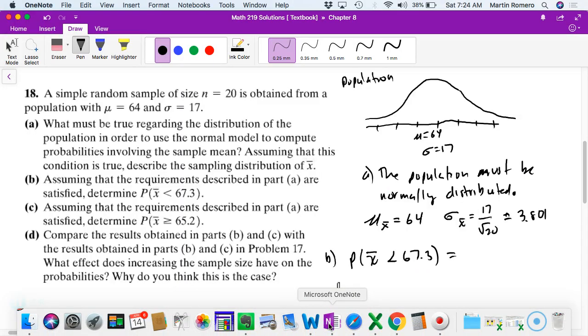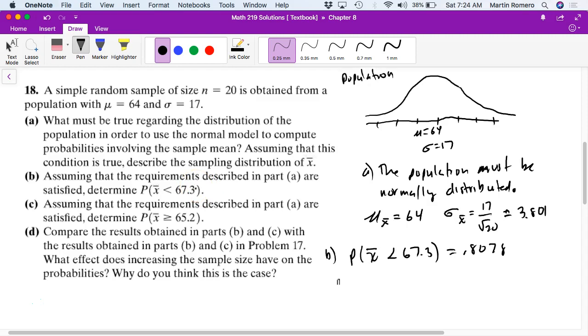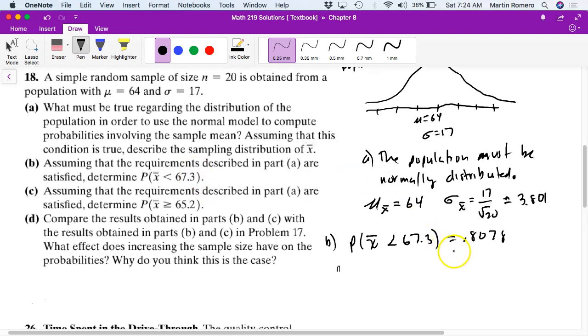And so the answer to that is 0.8078. And again, what does that mean? That means if we take 100 simple random samples of size n equals 20 from that population, we would expect around 80 or 81 of those samples to have a mean less than 67.3. That's what that number means. There's an 80% or 81% chance that if we took a random sample of n equals 20, the mean would be less than 67.3. And so that's the answer for B.